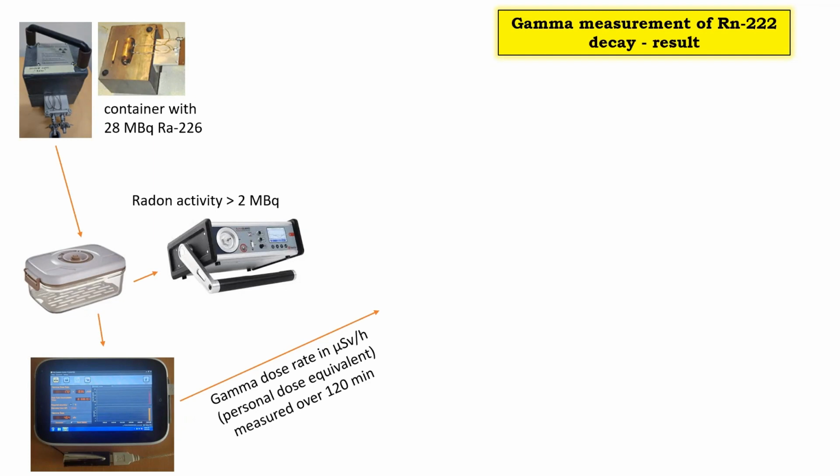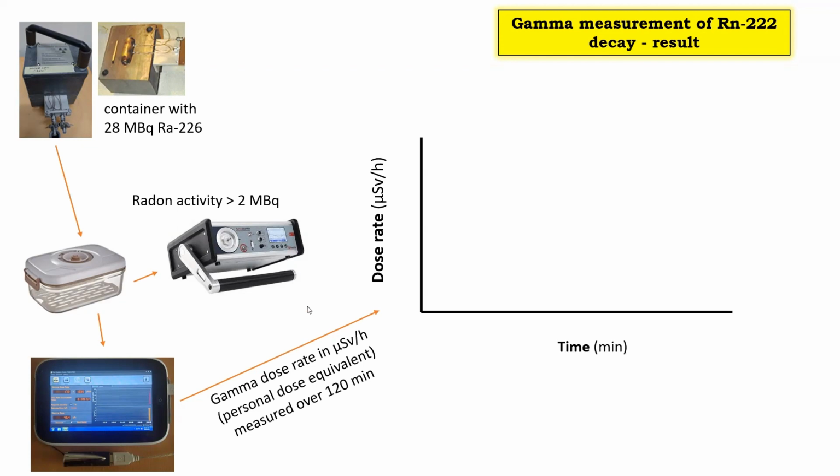Think that inside a house, the most common radon concentrations are in the range of a few hundred becquerels, and here we have 2 million becquerels, so that's not bad. We then used a personal dosimeter to measure the gamma dose rate in microsieverts per hour. Why in microsieverts per hour? Because this is a personal dosimeter, a very sensitive one, and it measures the personal dose equivalent in microsieverts per hour, not in microgray per hour.